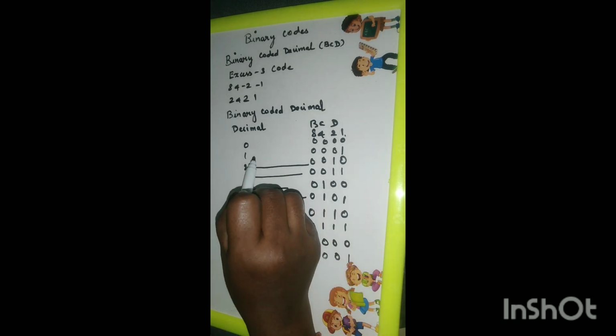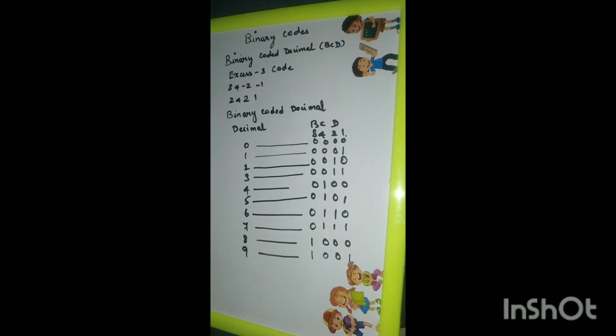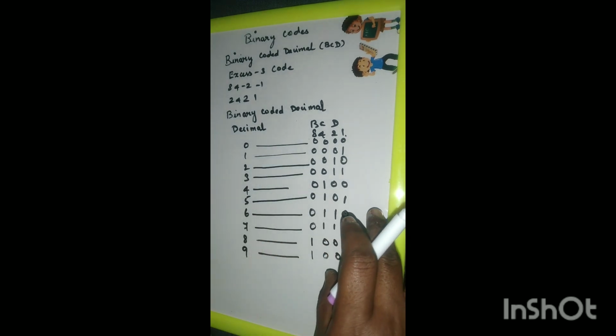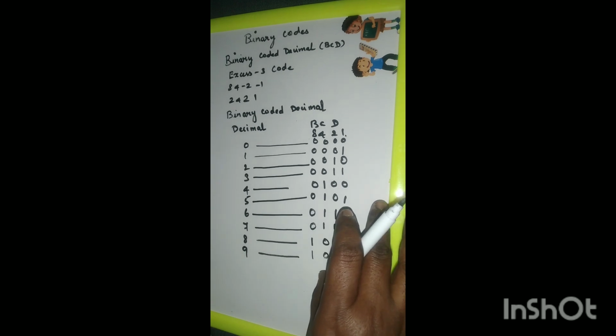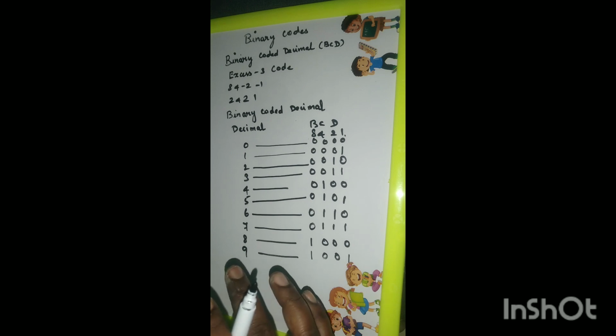Likewise, we should arrive at the BCD code for decimal numbers. This code is similar to binary conversion from 0 to 9. From 10 onwards it will be different for BCD. Why? Because from 0 to 9 we directly assign the digits. From 10 onwards we should separate 10 as 1 and 0. For 1 we will get a separate code, and for 0 a separate code.